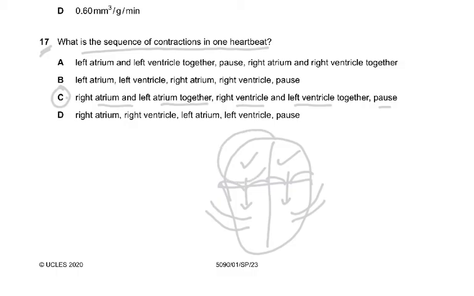So both the atria contract together, blood goes into the ventricles, and then the valves close, and both the ventricles then pump blood out of the ventricles.